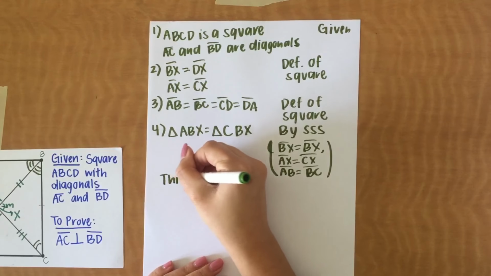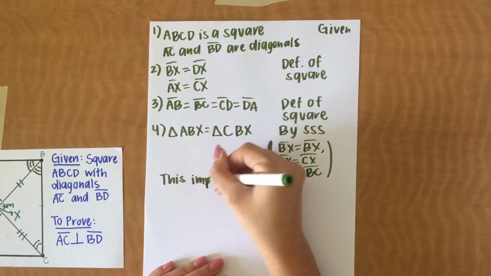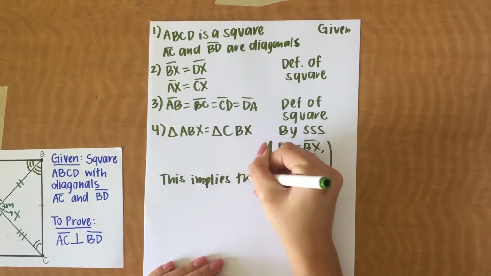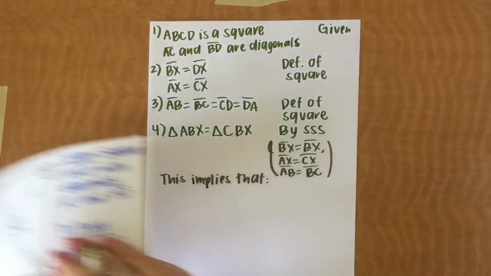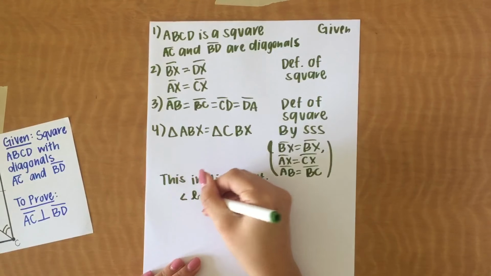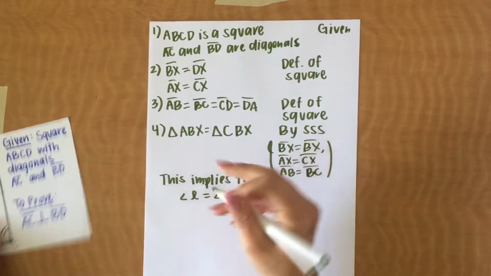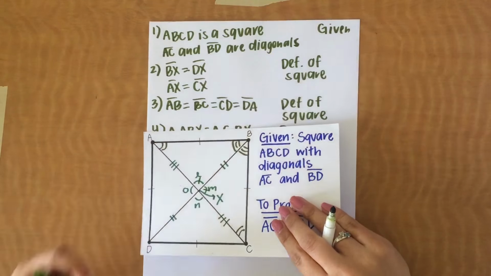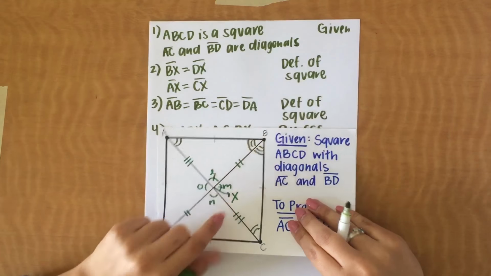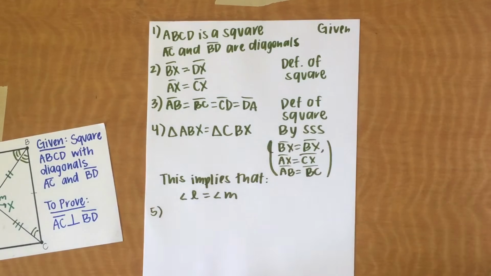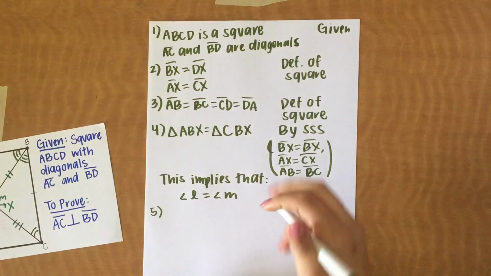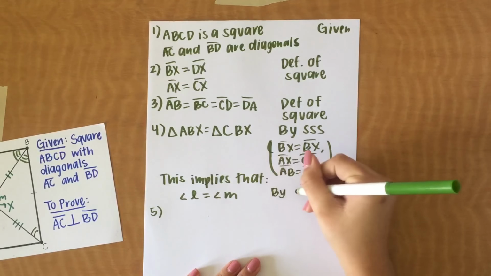This implies that angle L is congruent to angle M. We'll just write that out because that's all that really matters to us, since we just want to figure out if one of these is equal to 90 degrees. So L is congruent to M. And this is by definition of congruency.